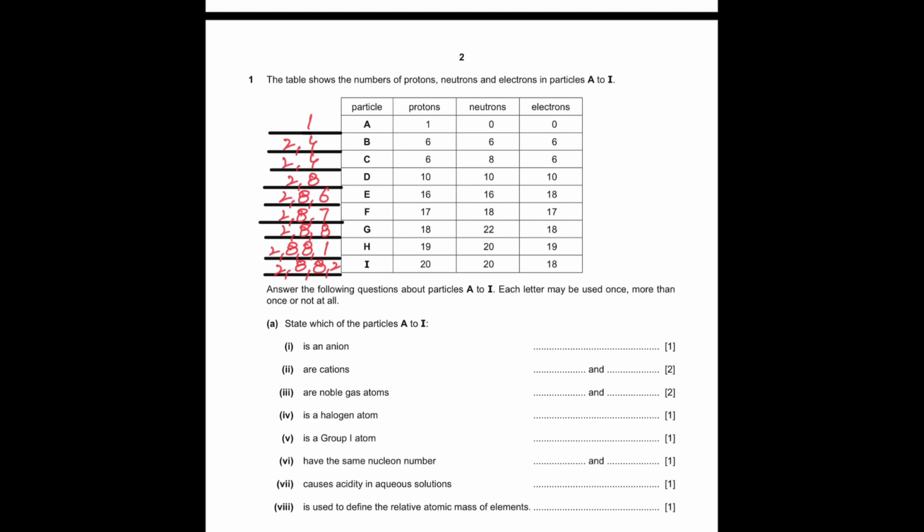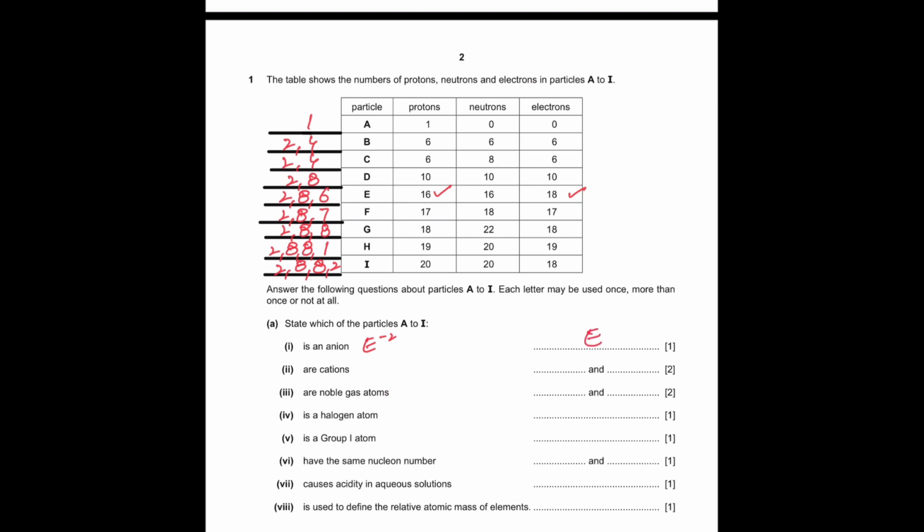In part A, the first is an anion. What is an anion? When an atom gains an electron, then it is converted into an anion. So look at this. Here the E, look at the E. E has a different number of protons and electrons. It has 2 more electrons. So it means that E basically gains 2 electrons.